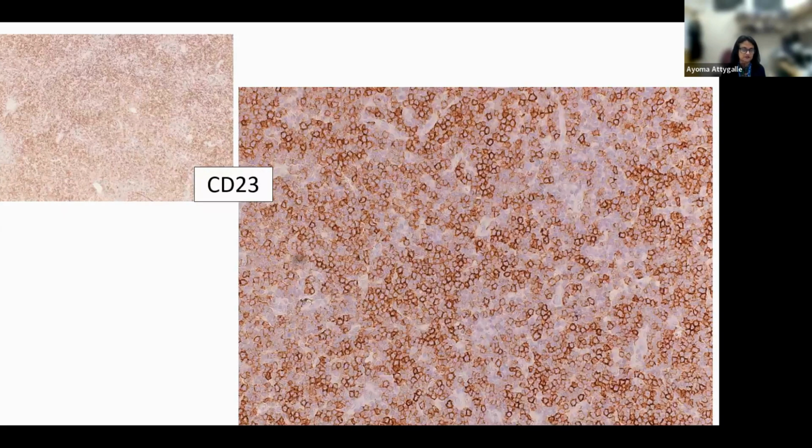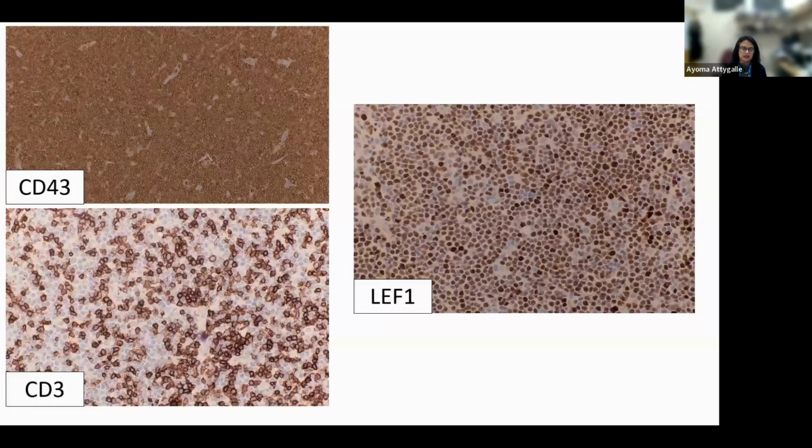CD23 is positive, but you will also notice that CD23 is not uniformly positive. They tend to be stronger in the prolymphocytes and paraimmunoblasts. CD43 is strongly and uniformly positive. And unlike in mantle cell lymphoma, this infiltrate is also positive for LEF1.